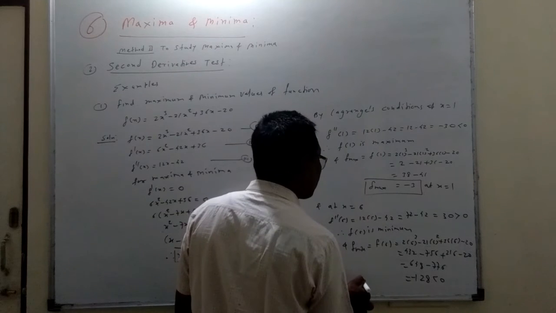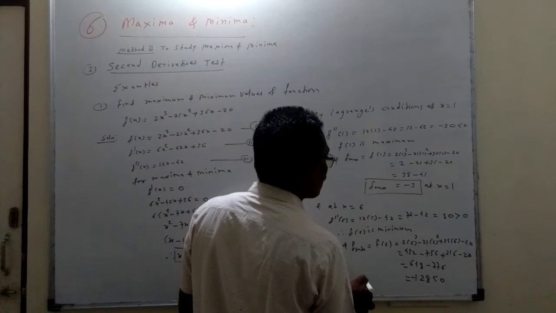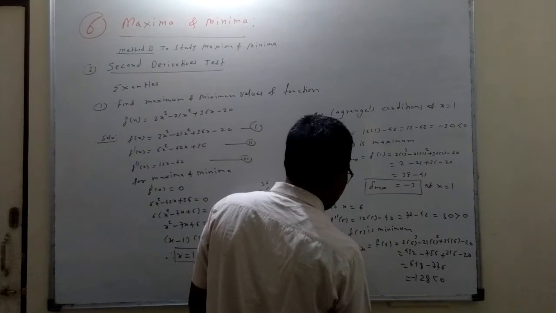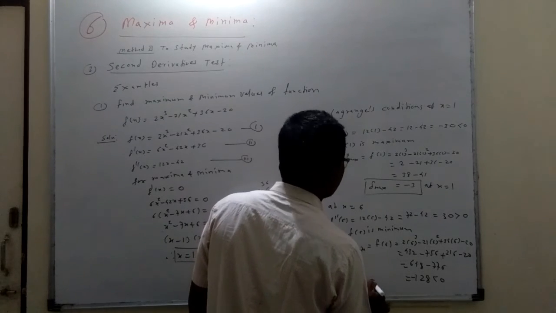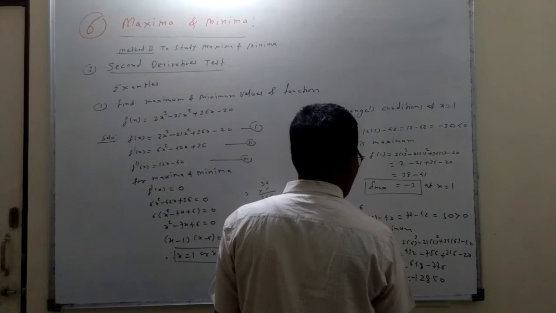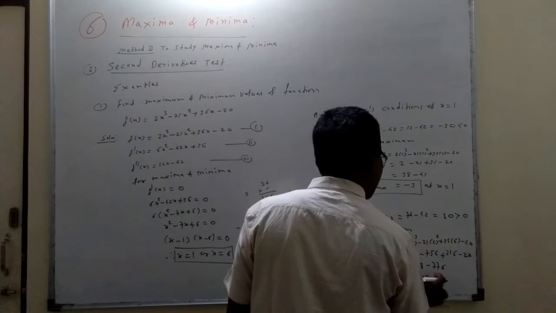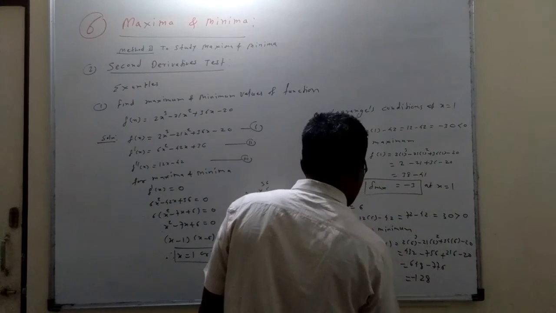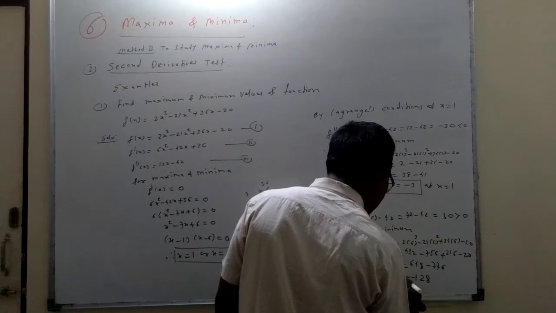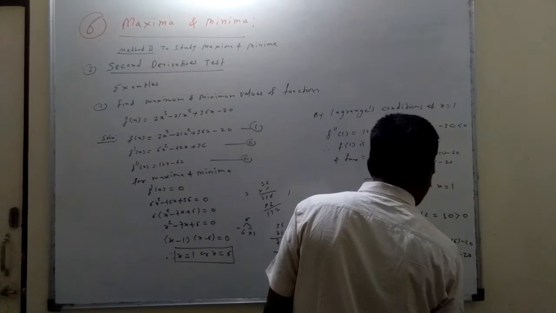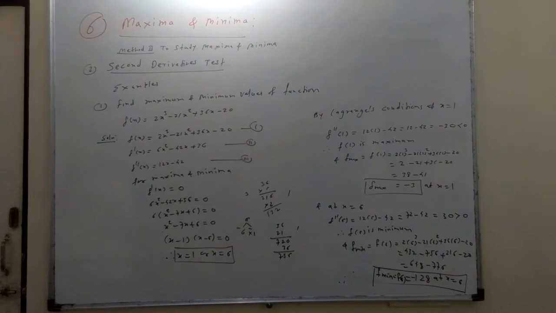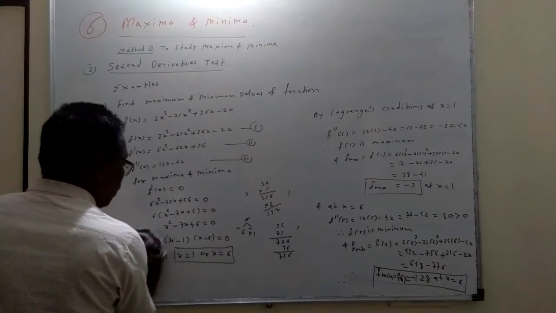So therefore, f minimum is equal to minus 128. F minimum is equal to f of 6, that is minus 128 at x is equal to 6. So like this we will find maximum and minimum values for the given function.